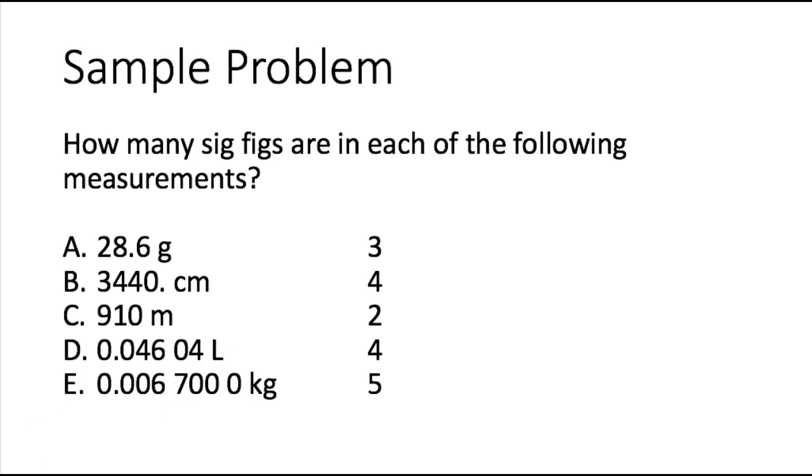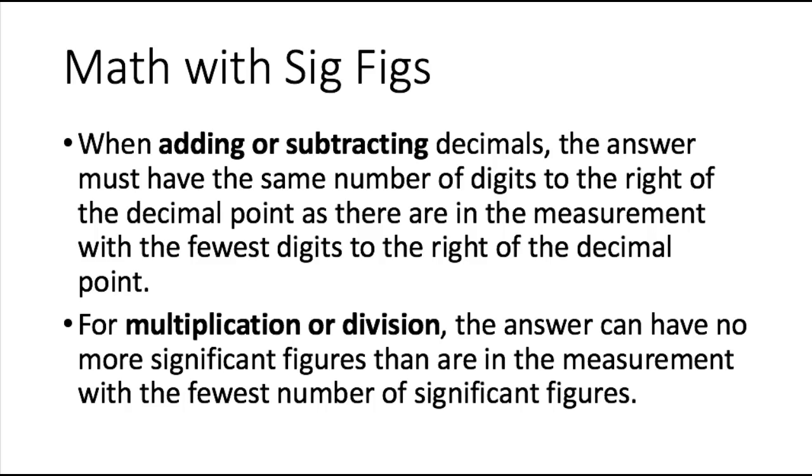So now how do we do math when it involves sig figs? Well, when you're adding or subtracting, the answer has to have the same number of digits to the right of the decimal point as there are in the measurement with the fewest digits to the right of the decimal point. For multiplication or division, the answer can have no more sig figs than are in the measurement with the fewest number of sig figs. So let's look at some examples.